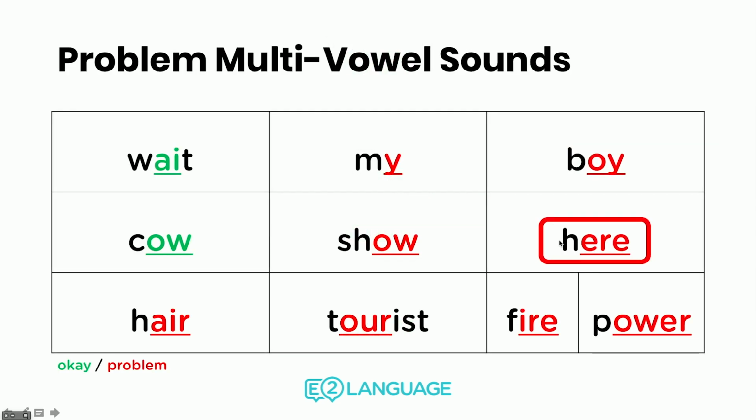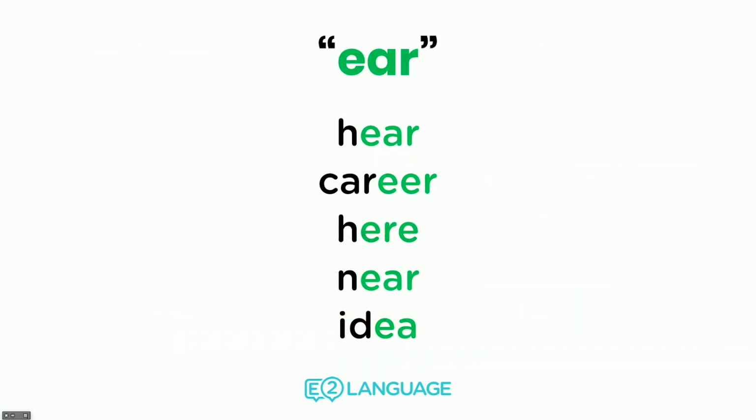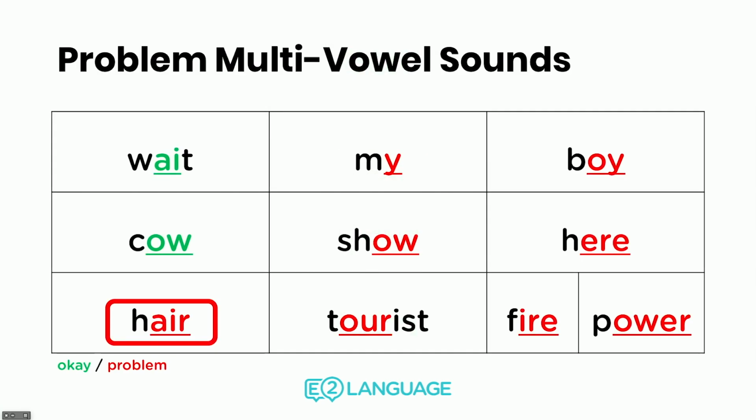Cool. All right, next one is EAR, as in here. So words like here, or career, or again, here, near, or even words like idea. Make sure you're pronouncing those intelligibly.